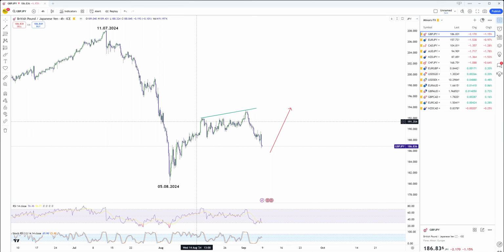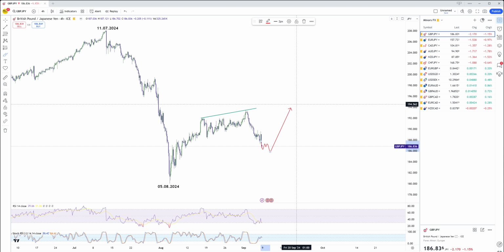For the pound yen, after this correction to the downside, we are expecting any time the market to create a low right here and start this move to the upside, which should be the next move that we can see in the pound yen.